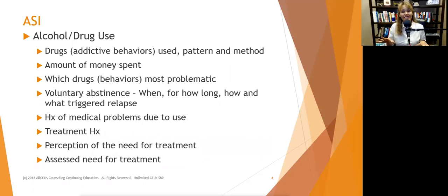But that's going to be very different than somebody who comes in who's never been sober before and has no idea where to even start with sobriety. We want to ask about a history of medical problems due to use. Now, you already asked about that in medical, but they ask about it again. We want to ask about treatment history. Why do we care? Too often I see clinicians skirt over this, and there's so much information you can get from this.